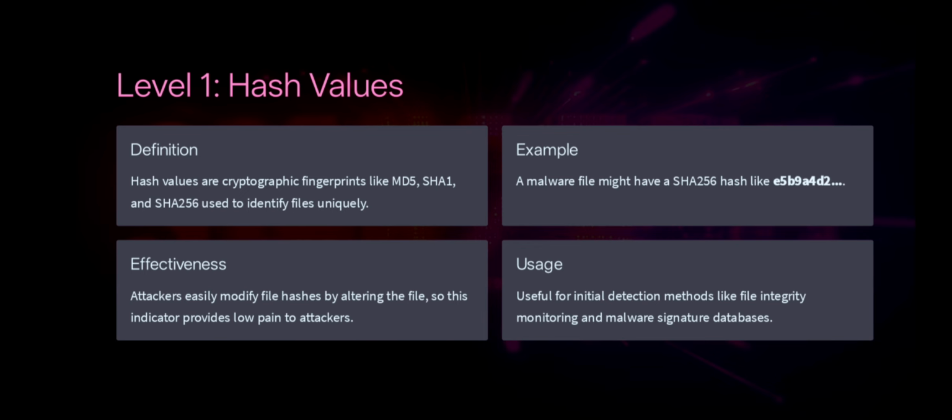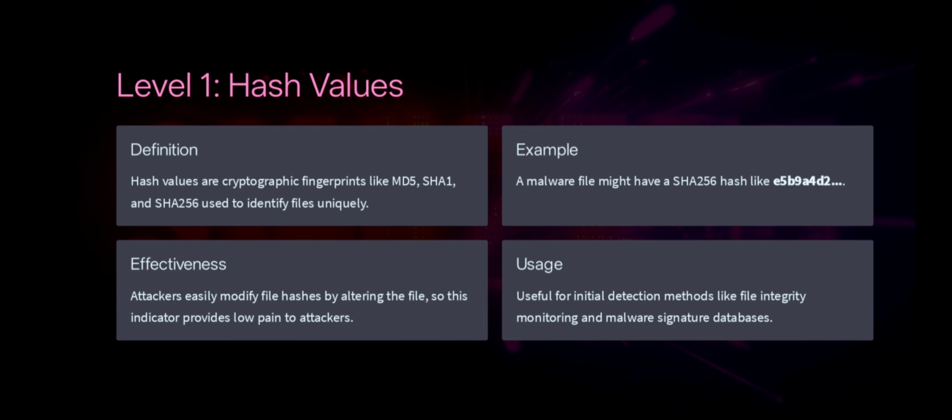Illustrative example. Imagine an attacker sends out malware with the hash AB12CD. A defender blocks this hash in the network. The attacker recompiles the malware, which now has a new hash EF34GH, and resends it, bypassing the block entirely.